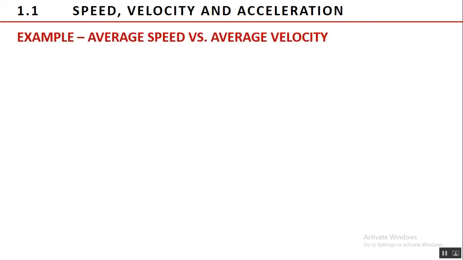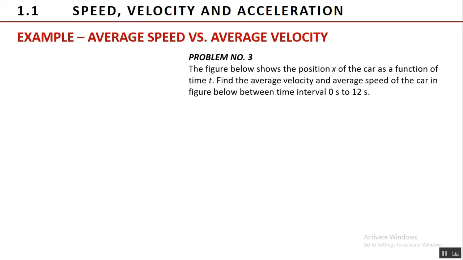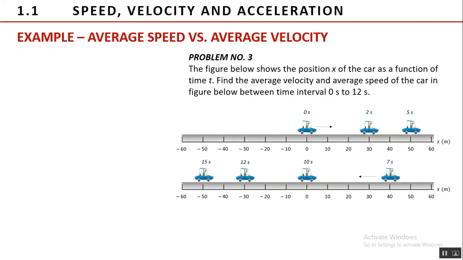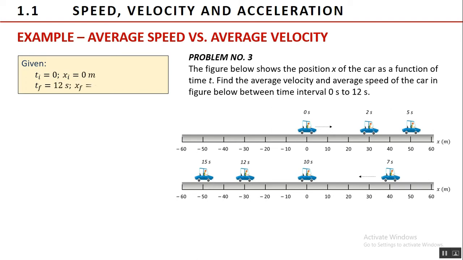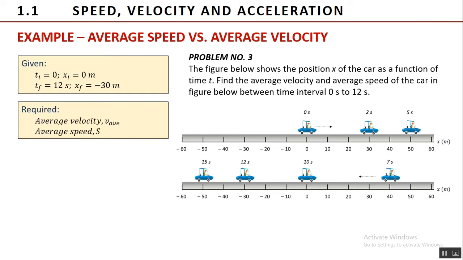Maybe it's about time to solve another problem. Problem number 3. The figure below shows the position x of the car as a function of time t. Find the average velocity and average speed of the car in the figure below between time interval 0 seconds to 12 seconds. Given information are: at initial time 0 second, the position is 0. At time 12 seconds, the car's position x sub f is negative 30 meters. So again we are asked to solve for the car's average velocity and average speed in this time interval.